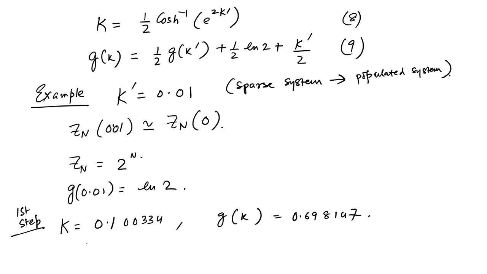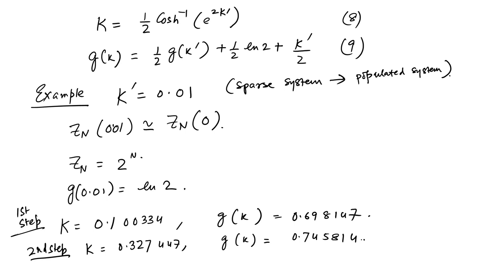And then in the second step you get k equal to 0.327447. These are numerical numbers that you need to work out and convince yourself that these are correct, and 0.745814. Please do it for 3-4 steps more and see where it is going. You will see that the new k that you get is flowing towards infinity. Okay, so this is actually called a fixed point, and it's a trivial fixed point.